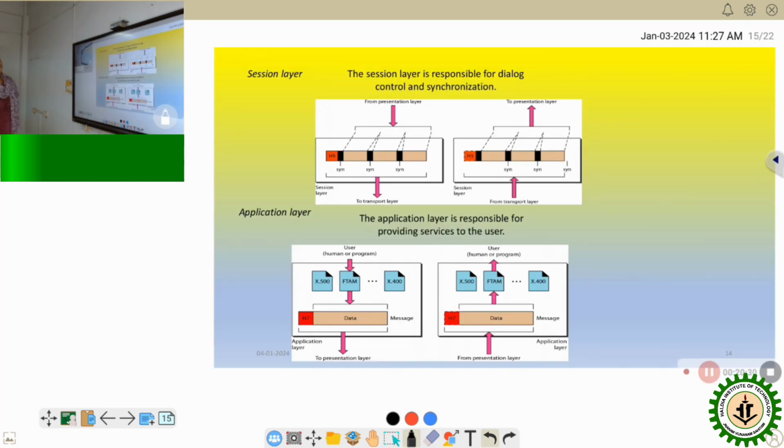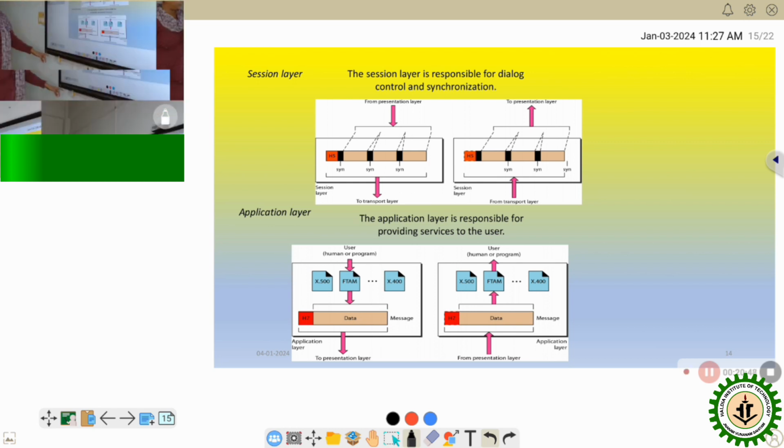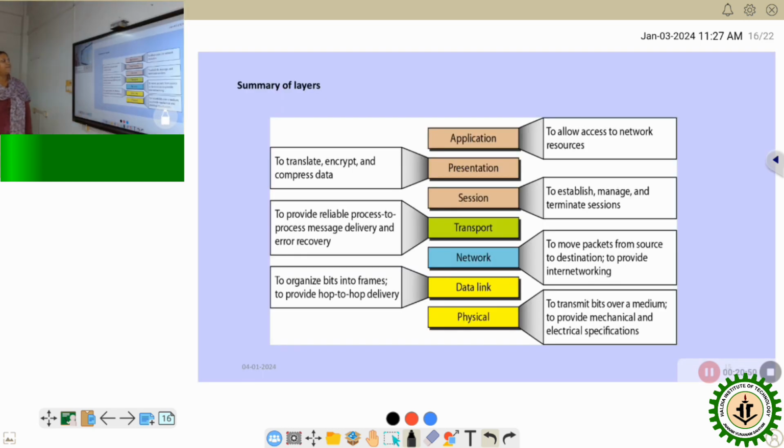Now the session layer handles dialog control and synchronization, that is, how the data is synchronized is maintained by this particular layer. And finally the application layer, where the service provider is, the user is there, and some application program is running at the application.